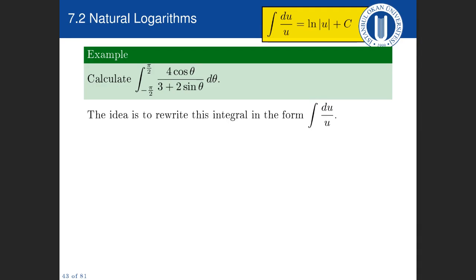We can use this to calculate integrals like this. Calculate the integral from minus pi over 2 to pi over 2 of 4 cos theta divided by 3 plus 2 sine theta d theta. The idea here is we want to rewrite this integral in the form integral of du over u. We're going to do a substitution so that our integral looks like this.